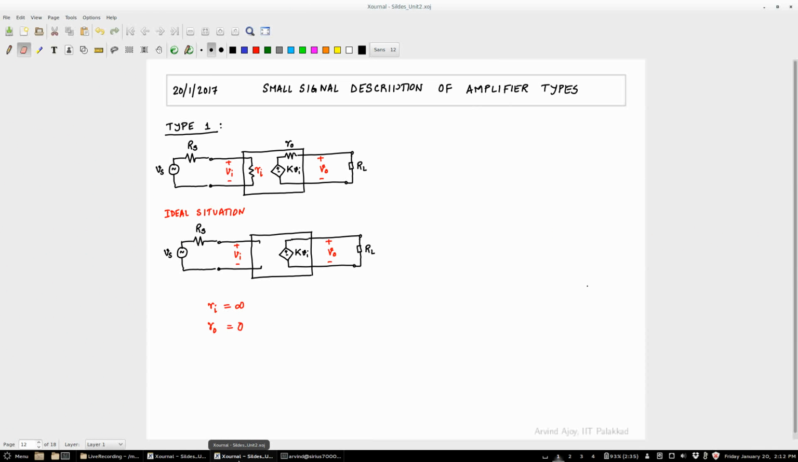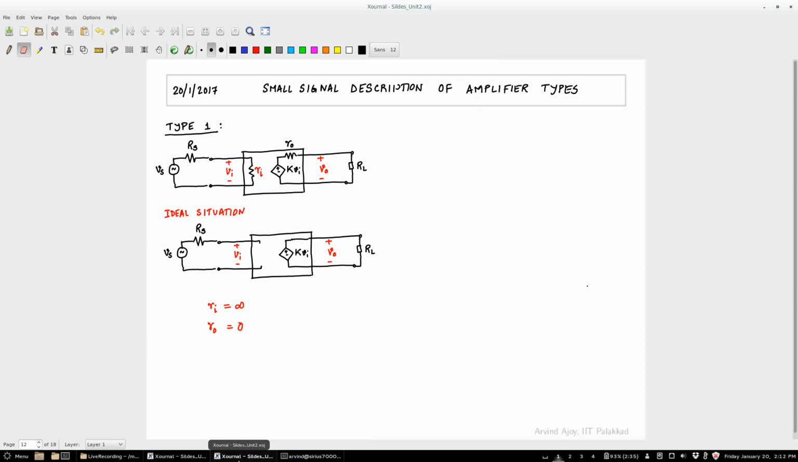Okay. So, we are discussing the small signal description of various amplifier types. Let us start with type 1, wherein what I have drawn above is what I claim to be a realistic description of one kind of amplifier. In order to motivate what kind of amplifier this is, we will first look at an ideal version of the same circuit. The ideal version of the circuit drawn above is shown below, and in order to get the ideal version, we basically set Ri to infinity and Ro to 0.